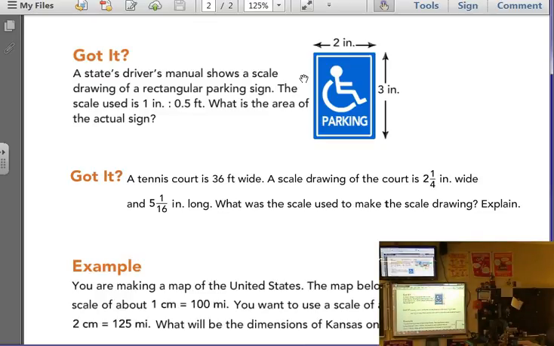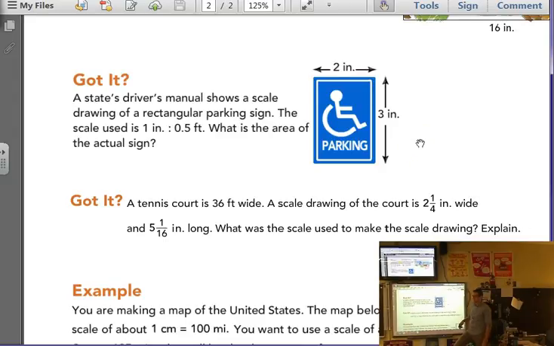If 1 inch equals half of a foot. 1 inch is half a foot. And that's 30 seconds. Elena, can you tell me how wide this actual sign is if it's 2 inches wide in the model and every inch equals half a foot?